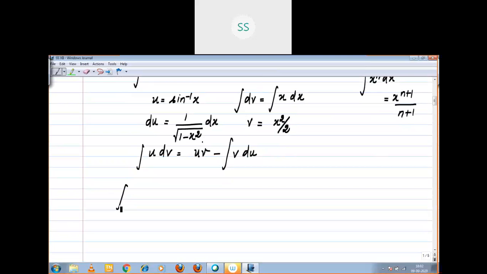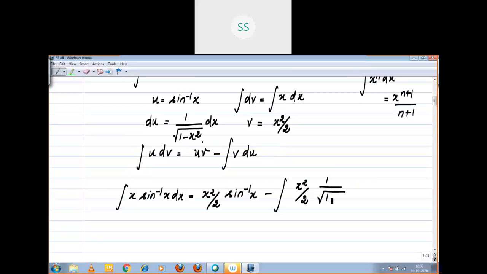Now, integral x into sine inverse x dx equals, what is your u? Sine inverse x. What is your v? We found x square by 2. So x square by 2 into sine inverse x minus integral v du. Then v du means what? x square by 2 into 1 by root of 1 minus x square into dx. Did you understand, children? Say yes or no?